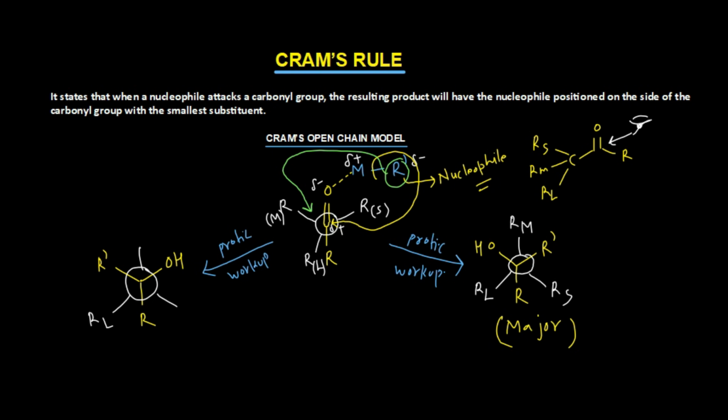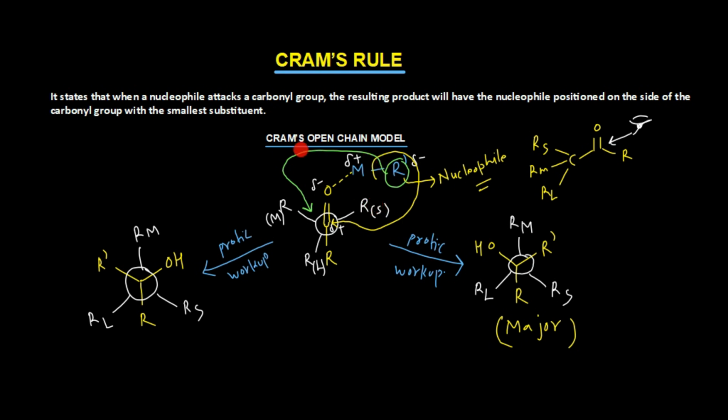This is your larger group. Okay, this is your medium group, and this is your smaller group. So Cram's said that whenever your alkyl group or your hydride approaches this electrophilic carbon, it has to go through the side of the smaller group to avoid the repulsion or the steric hindrance, right?